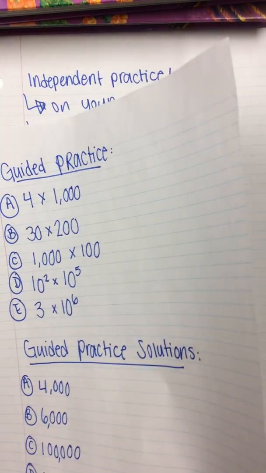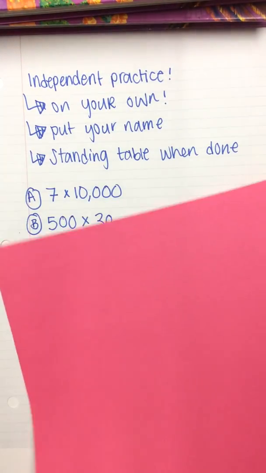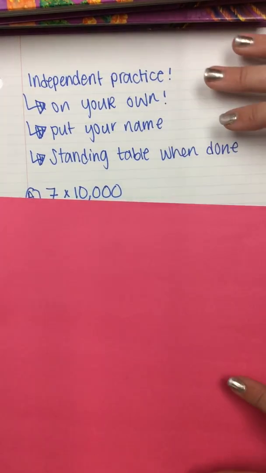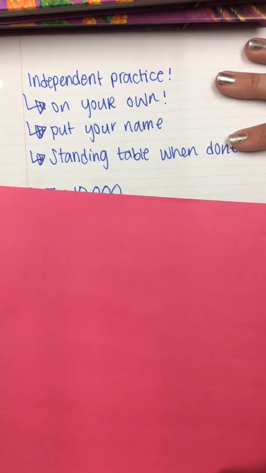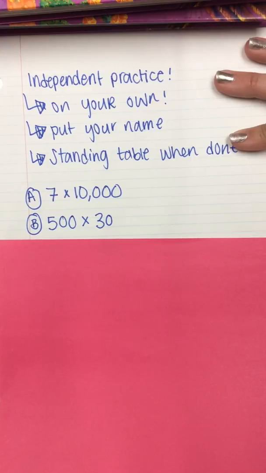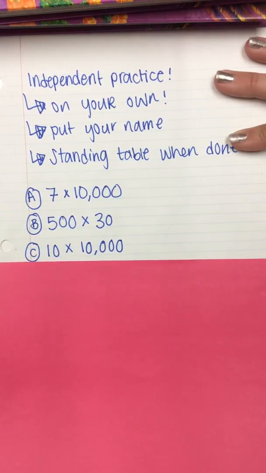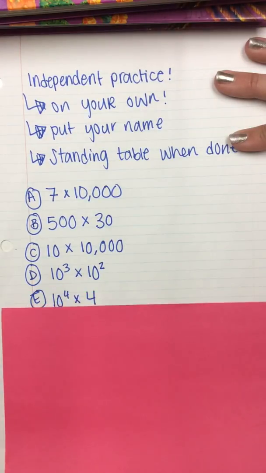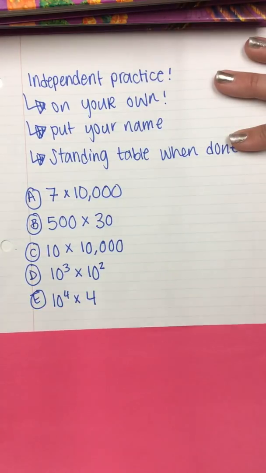All right, and so your independent practice is going to be on your own. Make sure that you put your name. Your paper is going to go on the standing table when you're done. And you have A is 7 times 10,000, B 500 times 30, C 10 times 10,000, D 10 cubed times 10 squared, and E 10 to the 4th times 4.